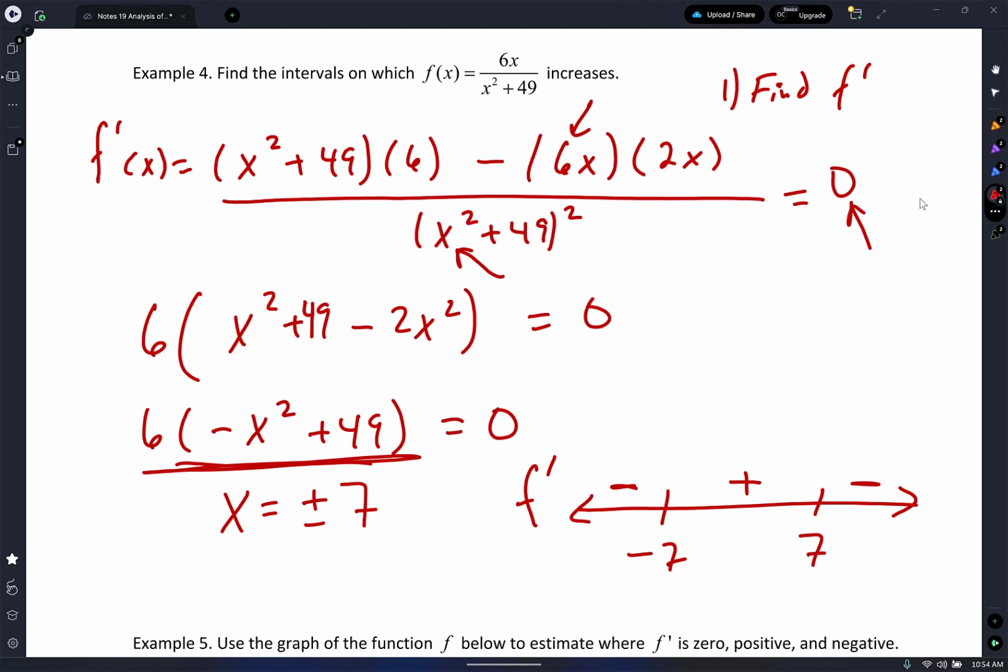Negative 7 to 7, right? Yes, Ms. Cortez. So it's increasing between negative 7 and 7. So here's how you write it.